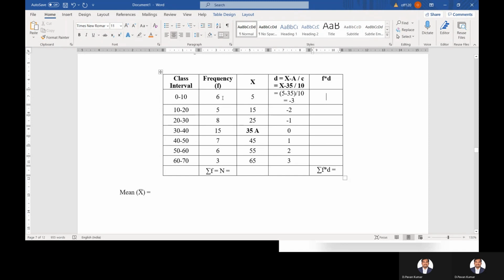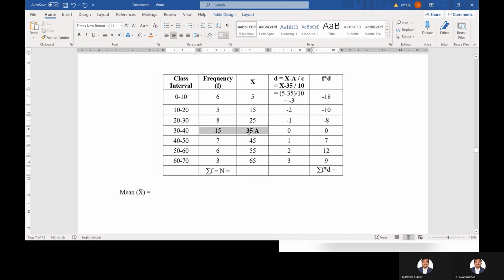Now, what is the next column to find here? f into d. So instead of finding f into x, I'm going to multiply f into d now. 6 into minus 3 is minus 18. Next, 5 into minus 2 is minus 10. Minus 1 into 8 is minus 8. 0 into 15 is 0. Now, 7 ones are 7, 6 twos are 12, 3 threes are 9.